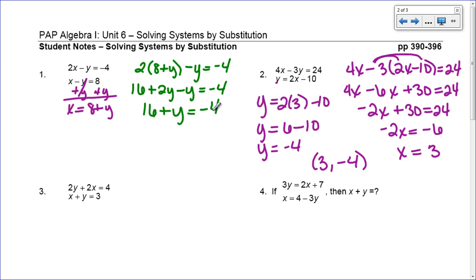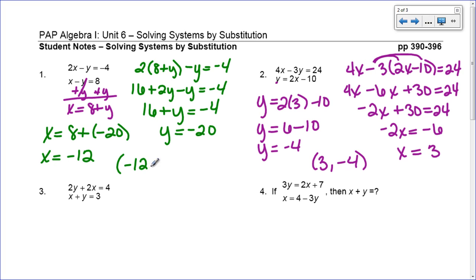And when I subtract 16 from both sides, I get y equals negative 20. So that's my answer for y. But now I have to find x. So I'm going to substitute it back into this equation that I created when I added y to both sides. And I'm going to do x equals 8 plus negative 20. And 8 plus negative 20, or 8 minus 20, is the same thing, happens to be negative 12. And so my ordered pair for this problem is going to be negative 12, negative 20.